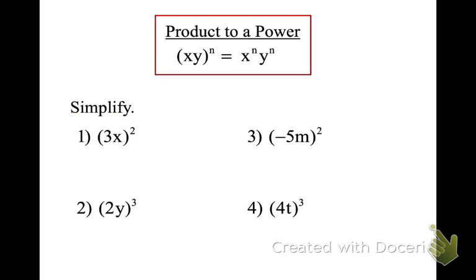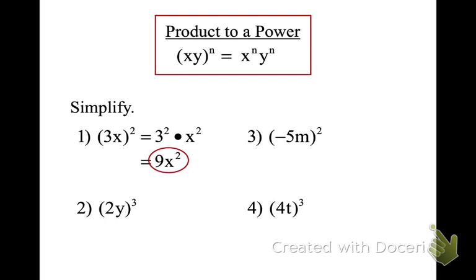Okay, so let's take a look. Let's do 3 is to the second power, x is to the second power, and we simplify 3 to the second power, that is 9, and x squared can't be simplified anymore. So pause the recording, and now try the next 3 on your own. Now let's check our work.